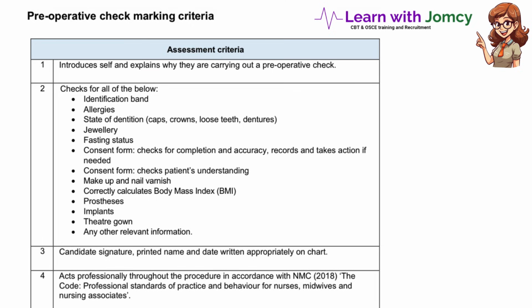Second, you must check all of the following: identification band, allergies, state of dentition, jewelry, fasting status, consent form, makeup and nail varnishes, correctly calculate the BMI, prostheses, implants, theater gown, and any other relevant information. Finally, you must sign, print your name, and write the date properly and maintain professional behavior according to the NMC code.